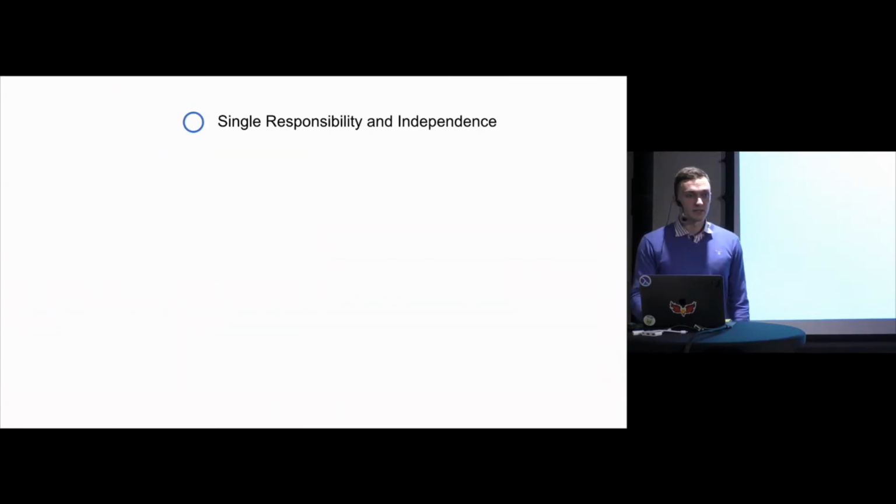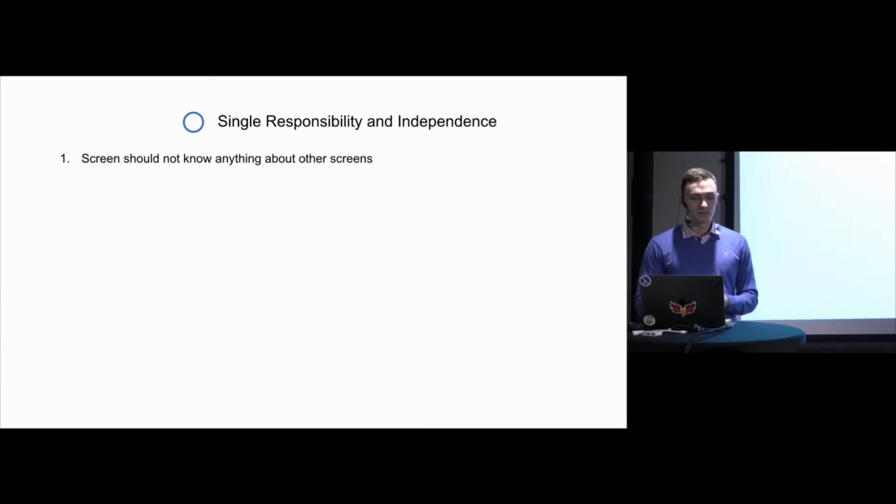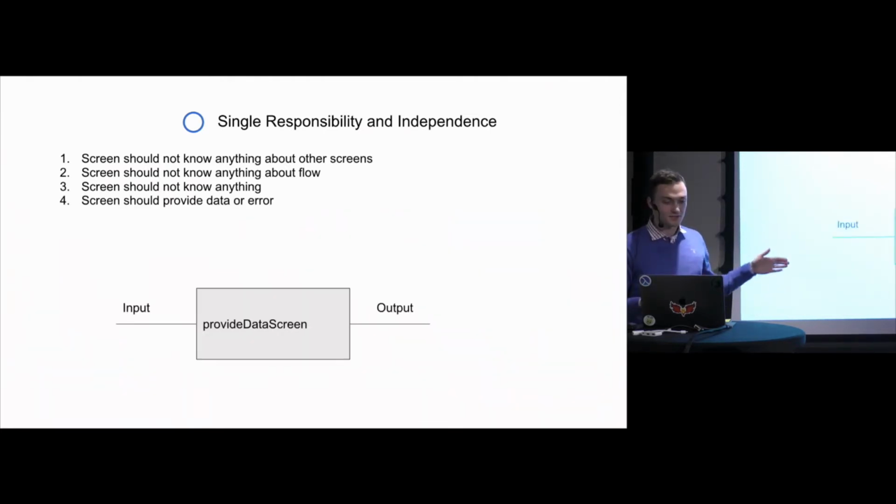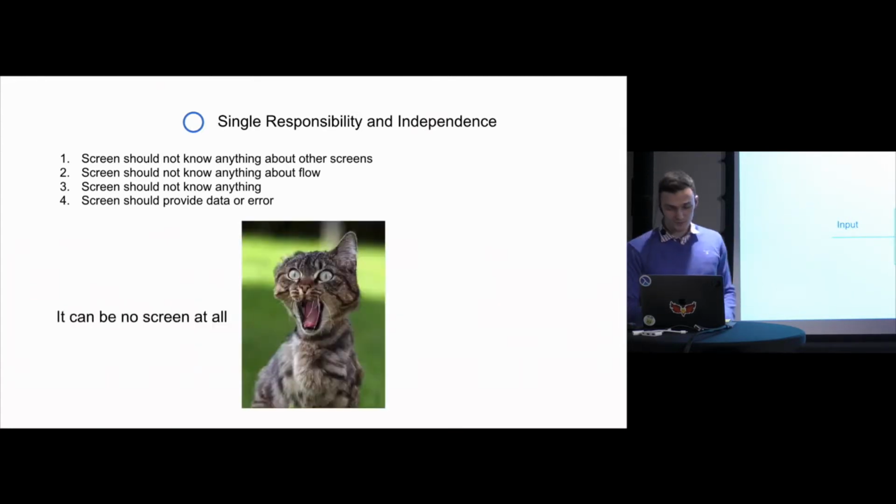What about single responsibility and independence? The idea was a screen shouldn't know anything about other screens, which is reasonable. Then we thought, yeah, a screen shouldn't know anything about the flow as well, right? And actually we understood that a screen shouldn't know anything. It could be just a thin black box in a vacuum. Then we ended up right here. So a screen should provide some data or an error. So it should have some input, a black box, and output.